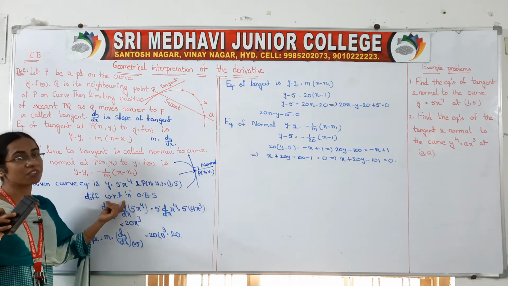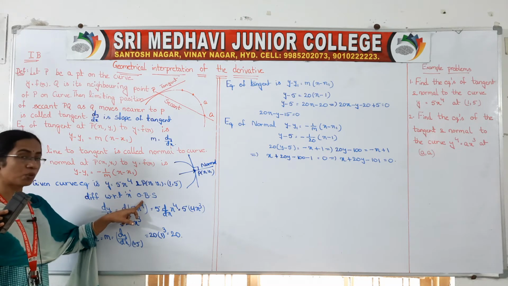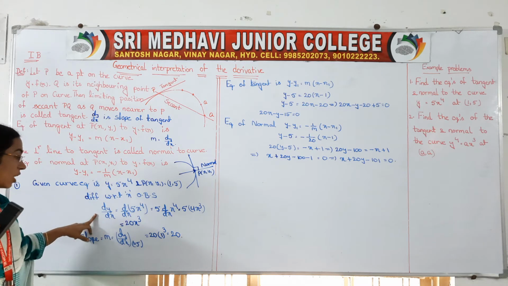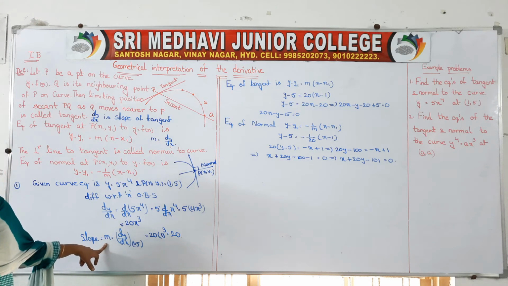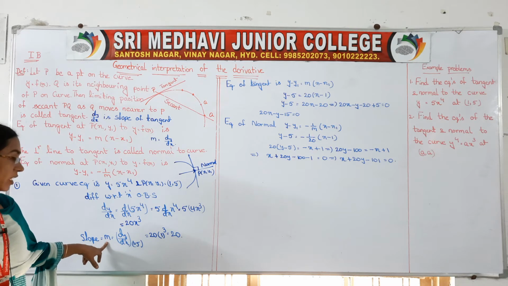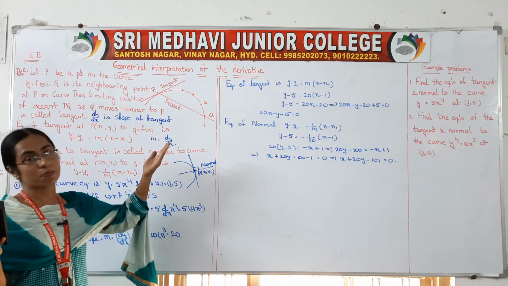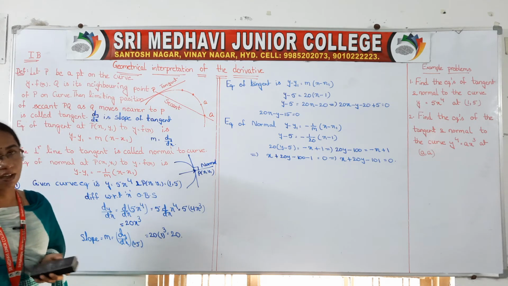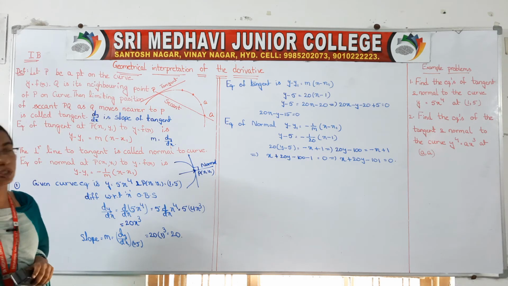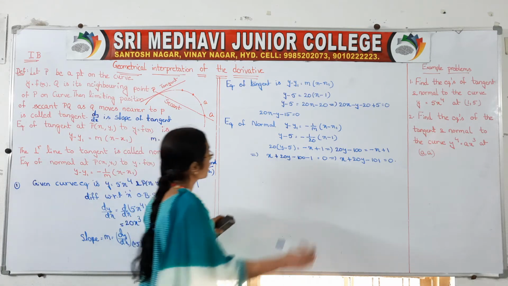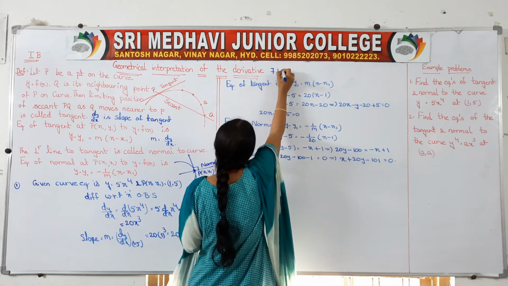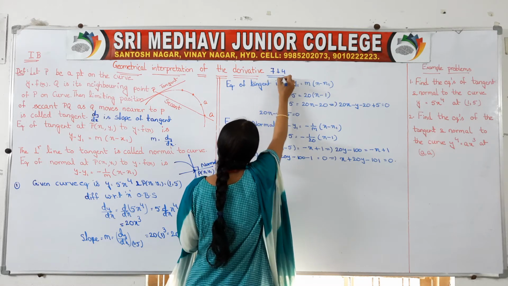So differentiate with respect to x on both sides. You will get your dy by dx. Once you get it, you find your m by substituting the point in it. Once we have m, we can easily write the equation of the tangent and the equation of the normal. This is a 4 marks question. From this topic you have one 7 marks question and one 4 marks question.